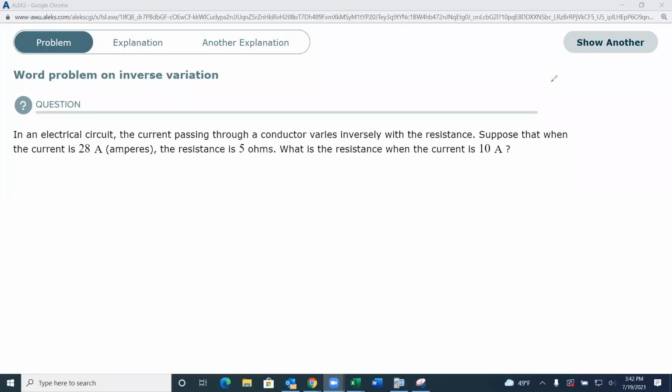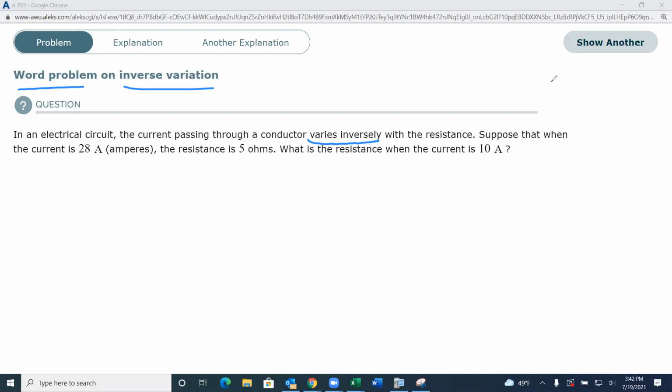So now, of course, we do an inverse variation word problem. In an electrical circuit, the current passing through a conductor varies inversely with the resistance. All right. So if you're like me, you see resistance and you're thinking Star Wars episodes 7, 8, 9, but that's not what this is about.